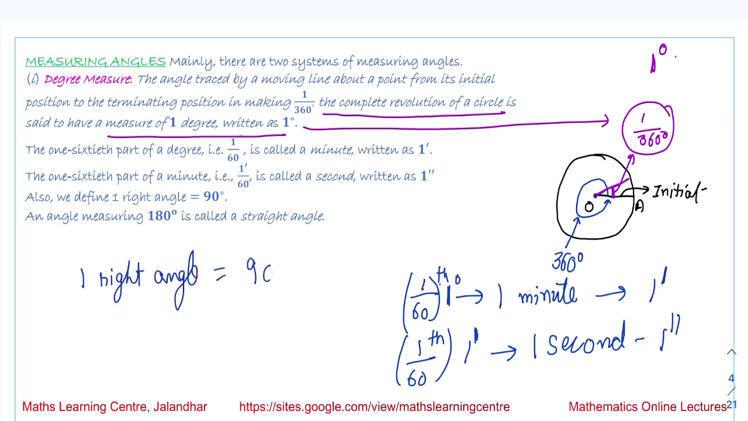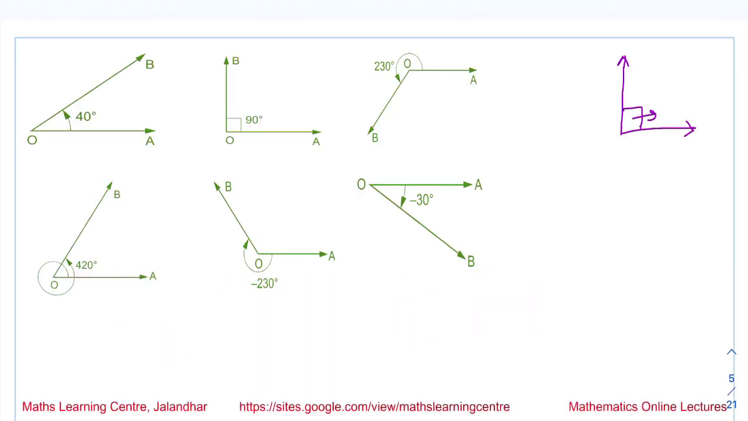We define one right angle as equal to 90 degrees, and an angle measuring 180 degrees is called a straight angle. These are some basic terms that you are already familiar with, because whatever you have studied till now was using degree measures. On our next slide we have shown certain angles.